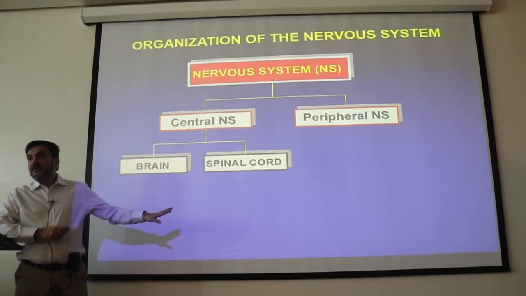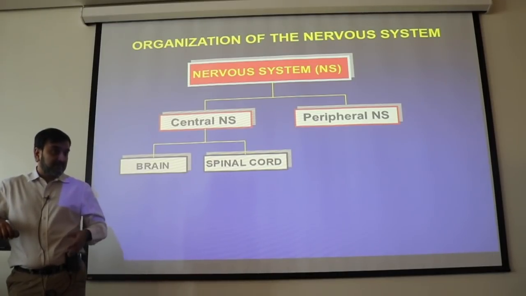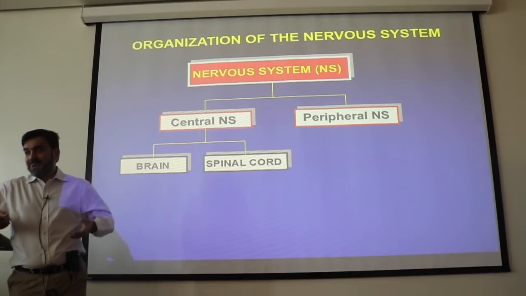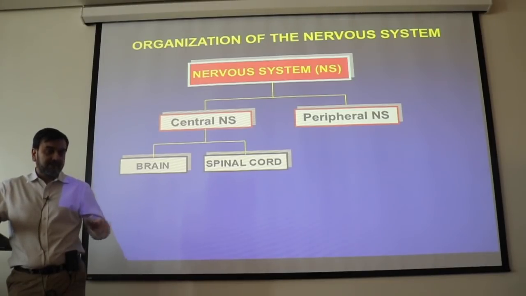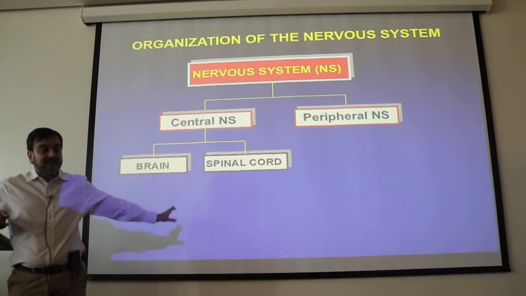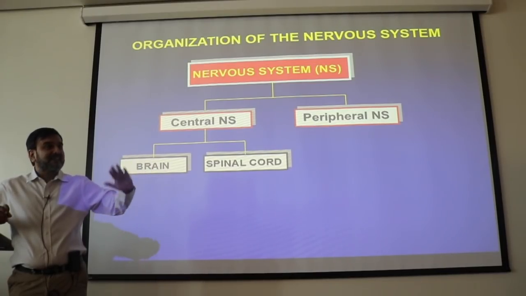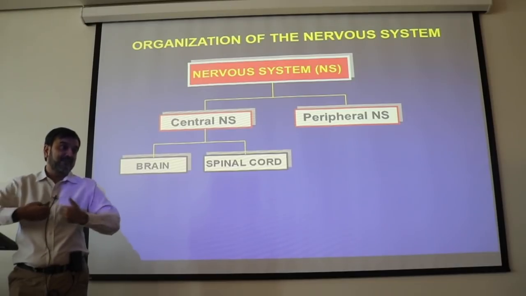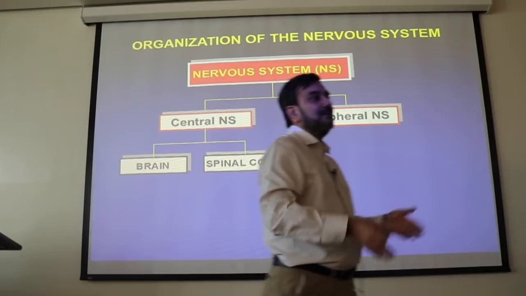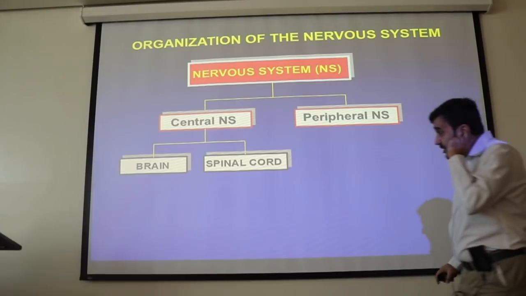Also, in the peripheral nervous system, you can include parts of the autonomic nervous system. The nerves which supply your viscera are parts of the autonomic nervous system. But part of the autonomic nervous system also comes within the central nervous system. So the part of your parasympathetic and sympathetic nervous system which is the nerves supplying these organs is a part of the peripheral nervous system. The rest of it is part of the central nervous system.